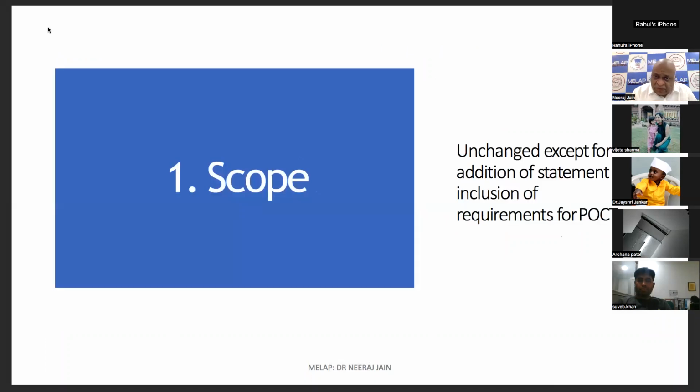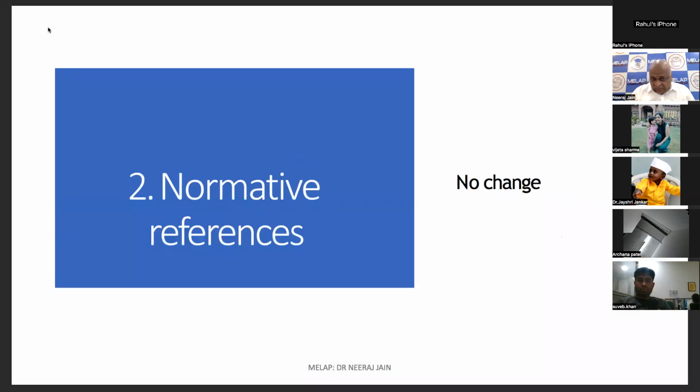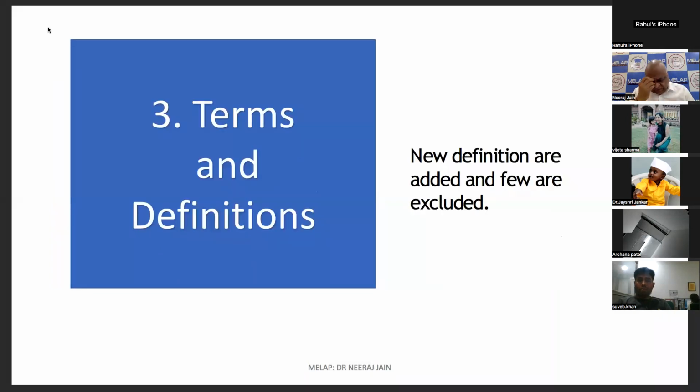In this scope, there is no change. Only thing is POCT is added in this standard. In normative references, there is no change. In terms and definitions, certain definitions are added and few are excluded. These are clauses only for your reference. What you need to implement in your laboratory is from clause 4 to clause 8.